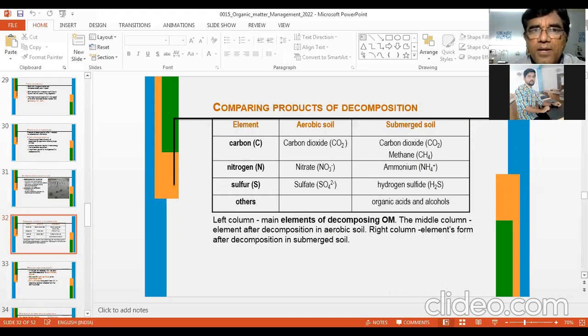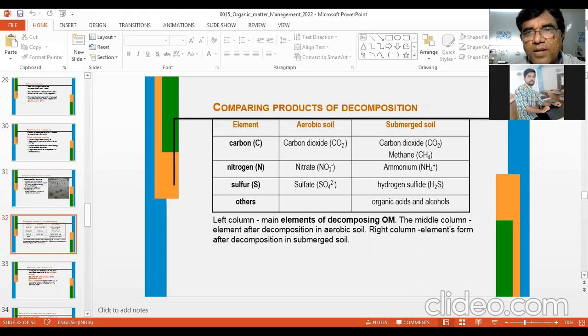Now you can compare the products of decomposition in aerobic soil and submerged soil. For carbon, it is CO2 in aerobic soil. In submerged soil, both CO2 and methane are produced. Remember, it is not just methane, but carbon dioxide is also produced under submerged conditions.